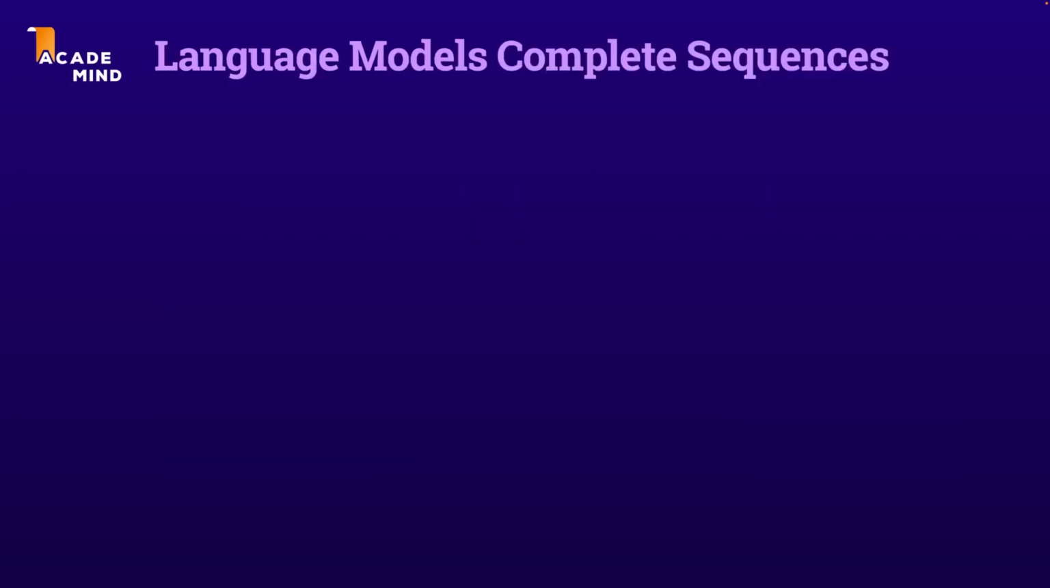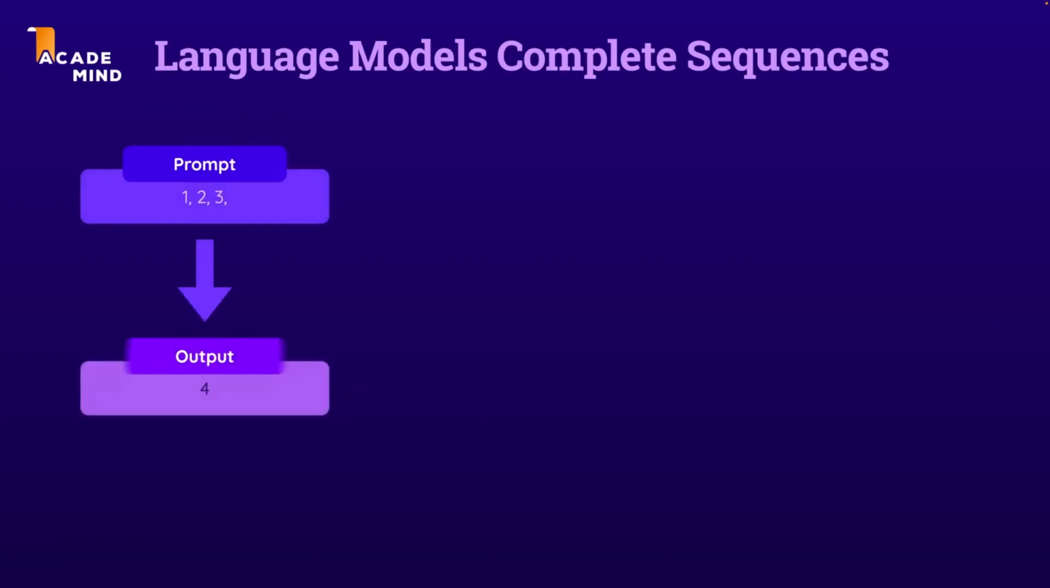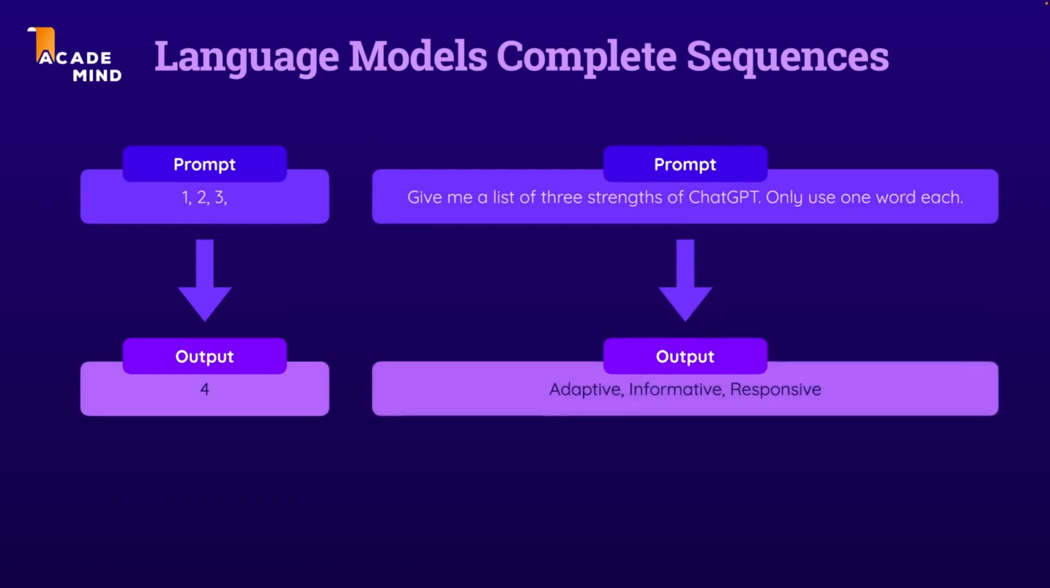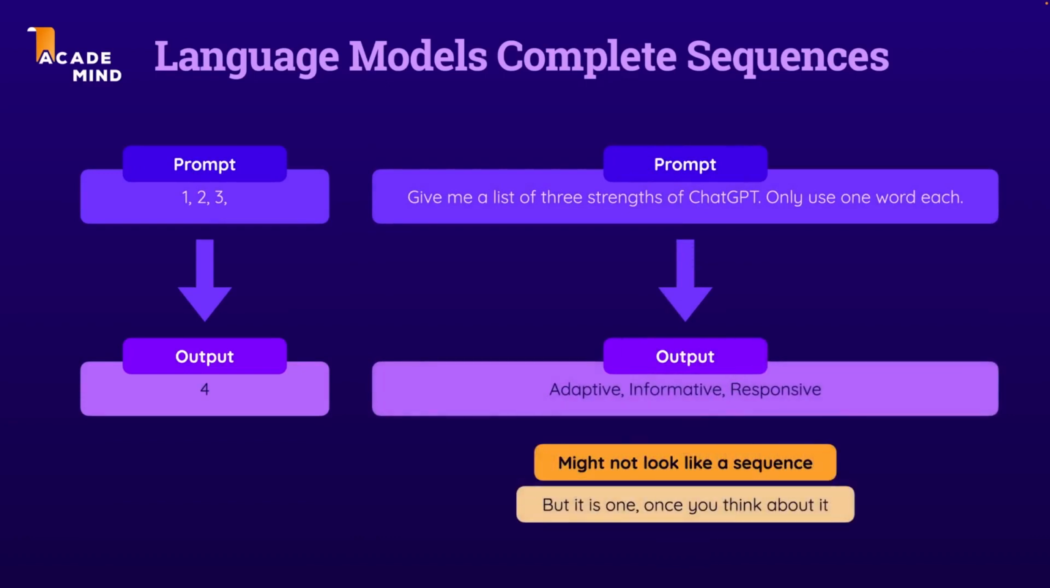So therefore, large language model sequences are not just simple sequences, like a sequence of numbers, but instead can also be more complex sequences that might not look like sequences at first, but are also logical sequences if you think about them.